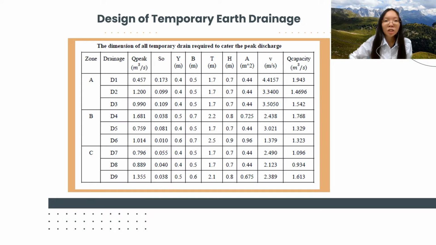The dimension for the design of temporary earth drainage is as shown in the table. The highest discharge for the project area is 1.681 m3 per second, occurring at Zone B, Drainage 4. Drainage 4 is designed to cater 1.768 m3 per second, which is adequate to cater the discharge.